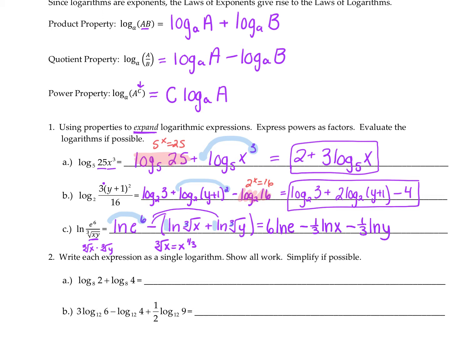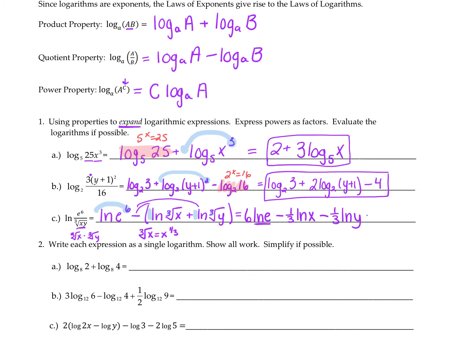Now, ln of e is equal to 1, so I really am just going to have 6 times 1 here. So my final answer is going to be 6 minus 1/3 ln of x minus 1/3 ln of y.